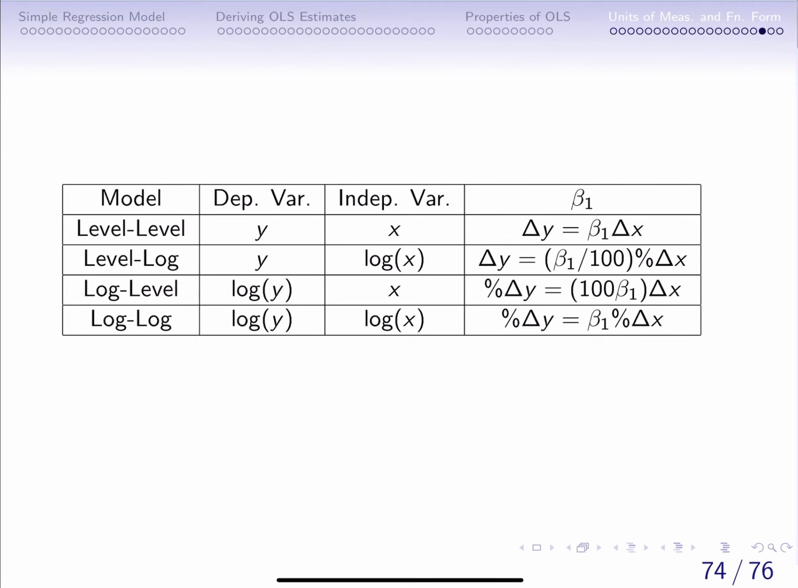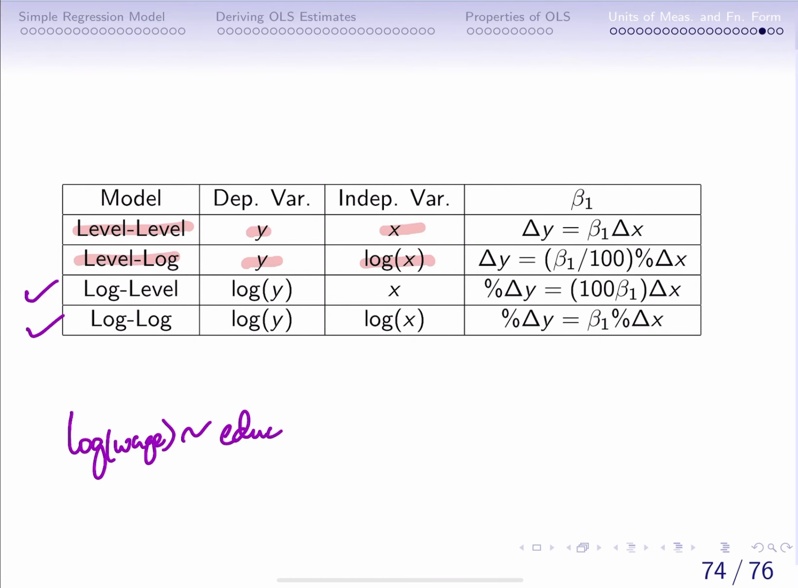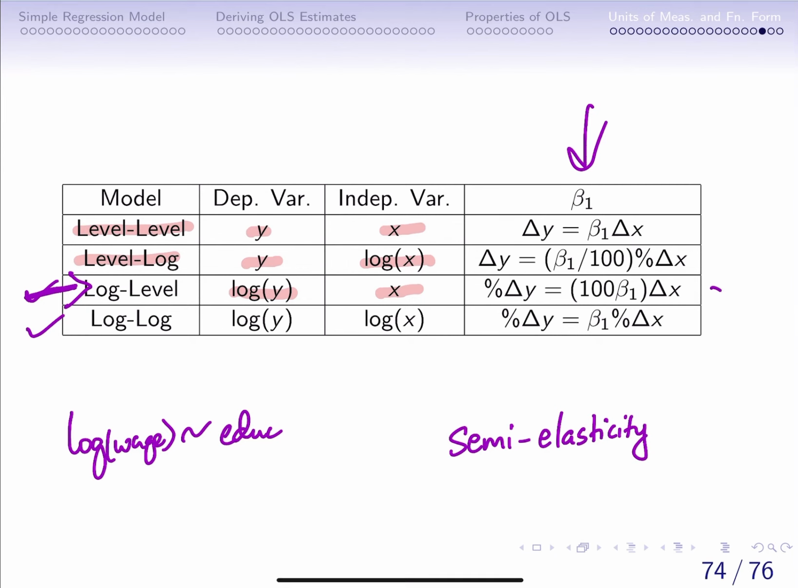Okay, and so to summarize, we've seen models where we have both Y and X in levels. We've seen, or maybe we've not seen, models where we are just taking X in logs and Y is in levels. The more popular models are the log-level and the log-log. We said you could have log of wages regressed on education, and that's this one right here, where you have log of Y but X is in levels, and you're interpreting that change. On the right-hand side here, you can interpret what beta 1 is. Sometimes this model is also called a semi-elasticity model, so this one is capturing semi-elasticity.